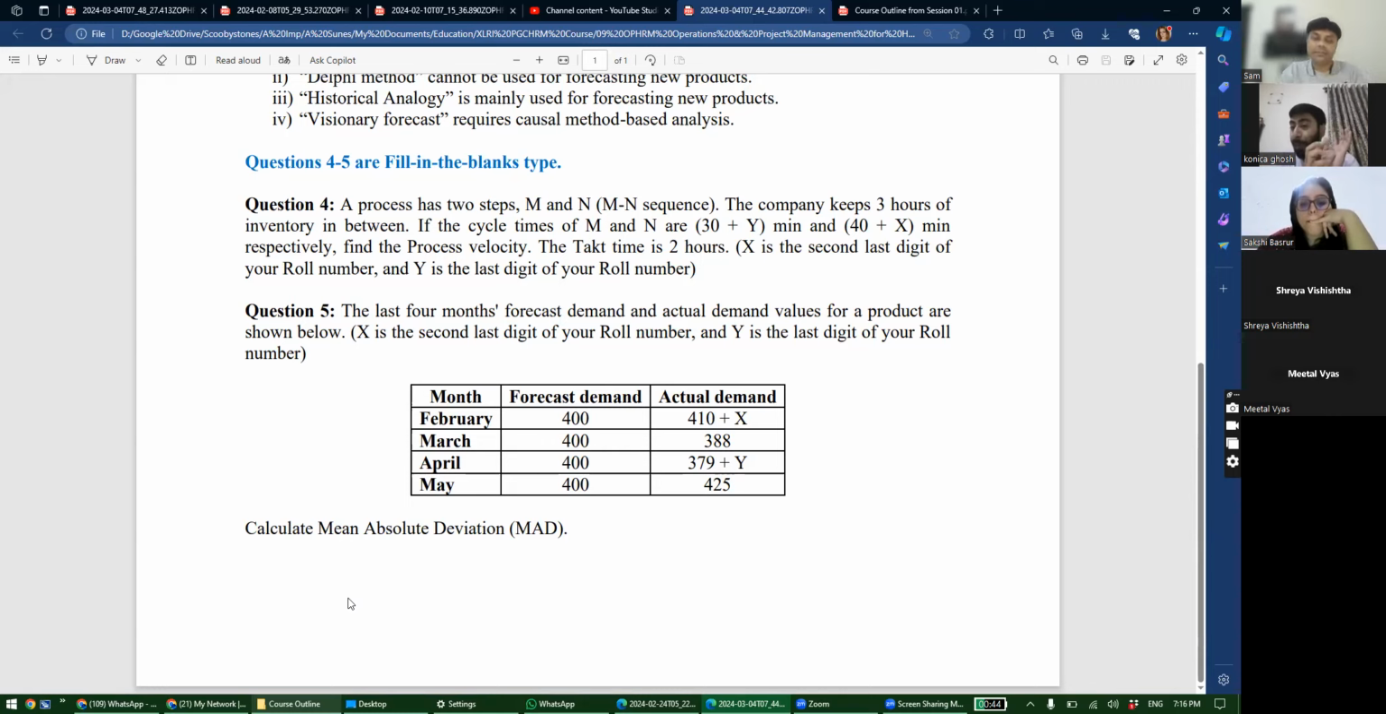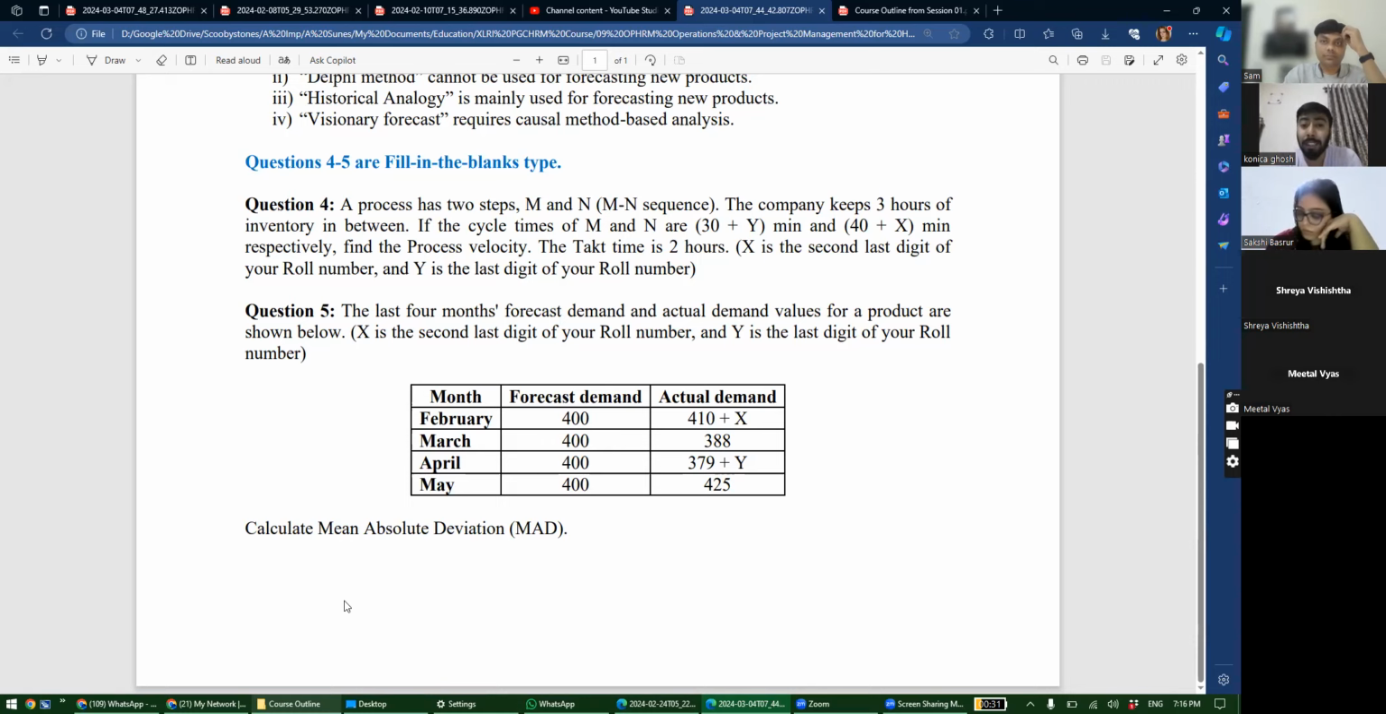They are basically expecting that this many will sell. So that's how they are producing 400 units. So what Maruti Suzuki is supplying is being called the forecast demand in my example. And what is the actual demand? Actual demand is nothing but what the consumers are actually consuming, like the number of units they're buying. So in the first month, actual demand is 410 plus X.